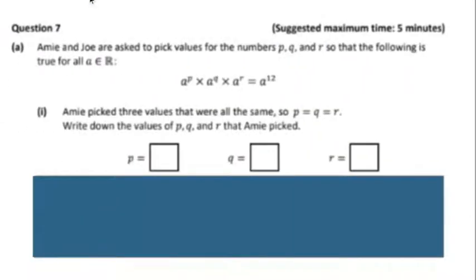Okay, so Amy picked three values that are the same, p is equal to q, which is equal to r. So this means that we have to divide the 12 by 3, very straightforward, and we're going to get 12 over 3 is equal to 4. So p, q and r are all 4s.